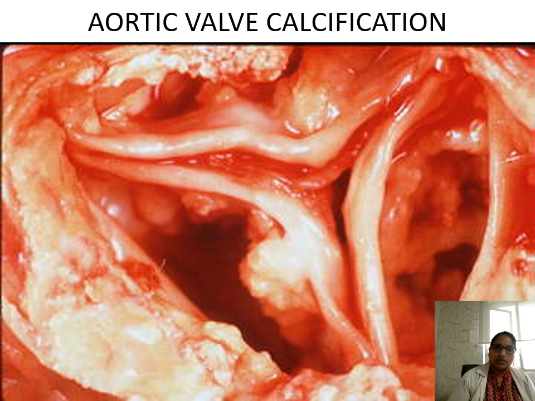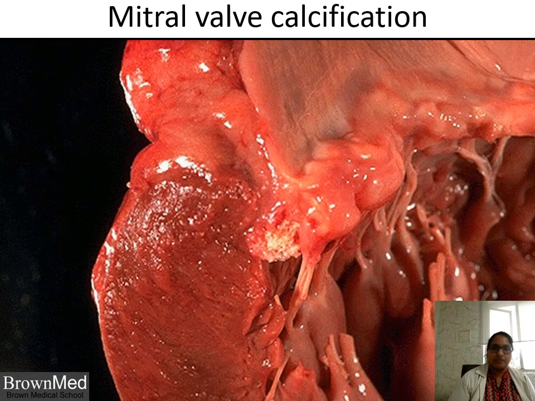And this is the aortic valve. These chalky white areas are nothing but calcification. These chalky white areas hinder the function of this aortic valve. These chalky white areas are pathological calcification. Mitral valve calcification: here we can see a chalky white area of the mitral valve. This is pathological calcification again.